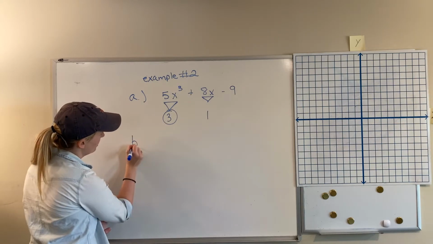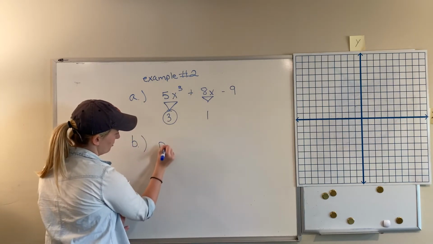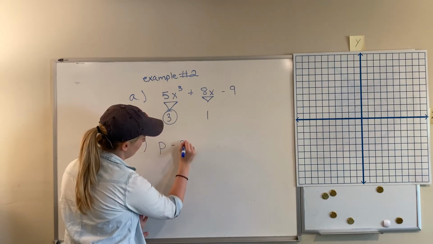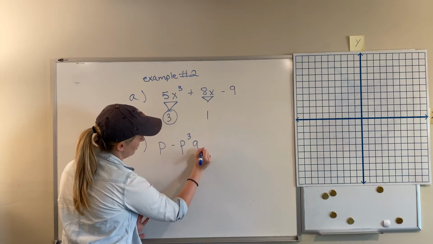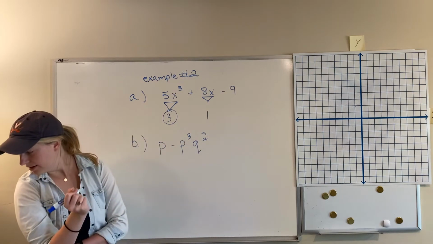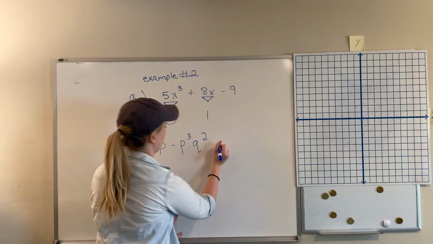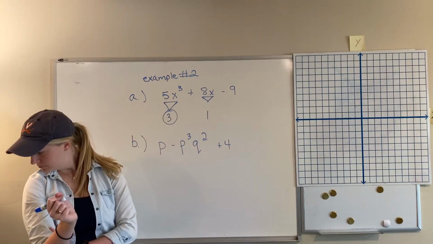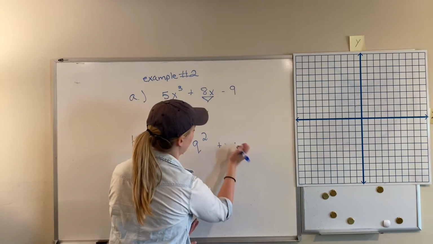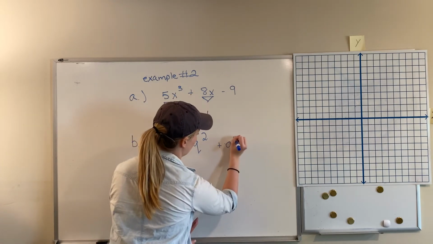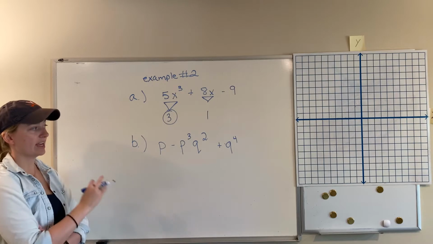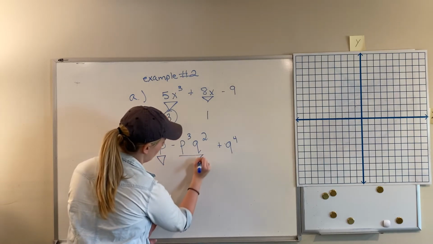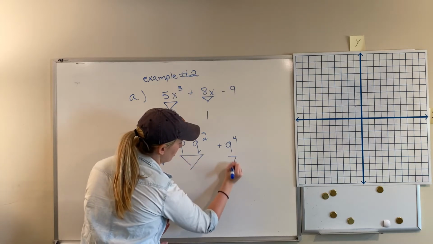For b, we have p minus p to the third q squared plus 4q to the 4. All right, so again, I look at each individual term. Term 1, term 2, term 3.